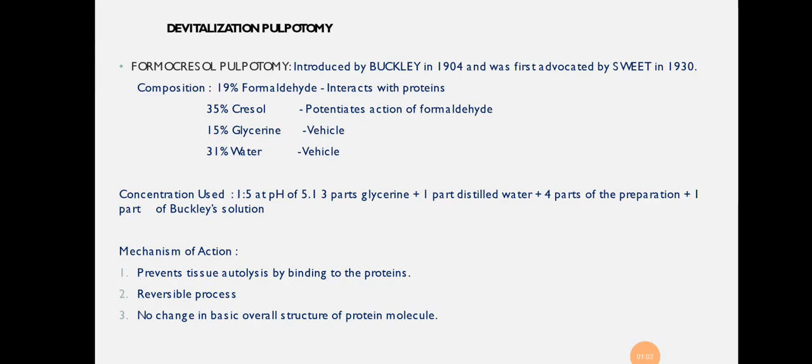Now it is used at a concentration of 1:5, where pH is 5.1. It is composed of 3 parts of glycerine, 1 part of distilled water, 4 parts of the preparation and 1 part of Buckley's solution. The mechanism of action is that it prevents autolysis of the proteins. It is a reversible process and there is no change in the basic overall structure of the protein molecule.